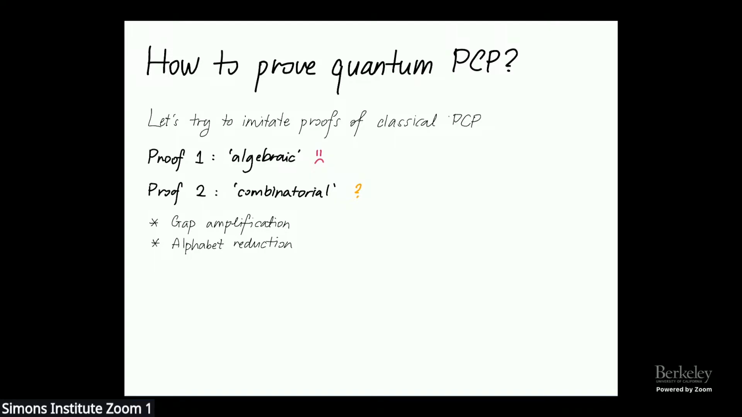The second approach is the combinatorial approach, which was initiated by Dinur in 2007. This one has been considered a better guide because it makes clearer what exactly is needed for the PCP theorem to be true. In particular, there are two main ingredients that she uses, called gap amplification and alphabet reduction. I'll talk a little about what those are, so that we can look at how we could quantize them. I'm mostly going to focus on gap amplification, and say two words about alphabet reduction.